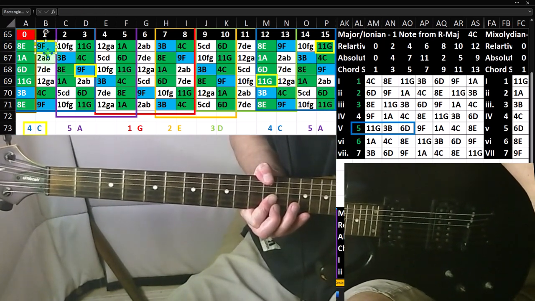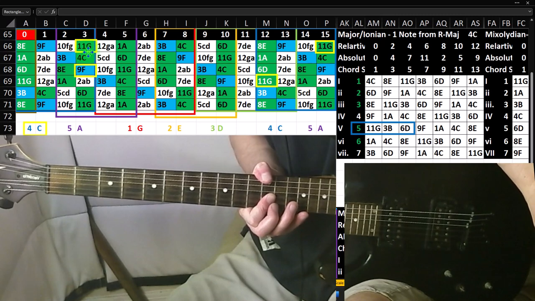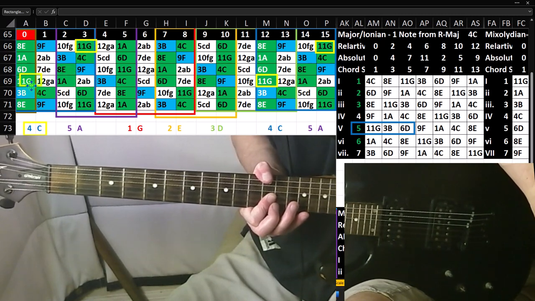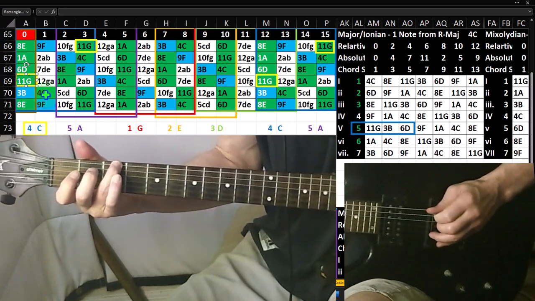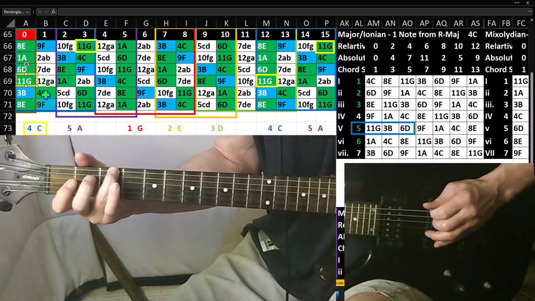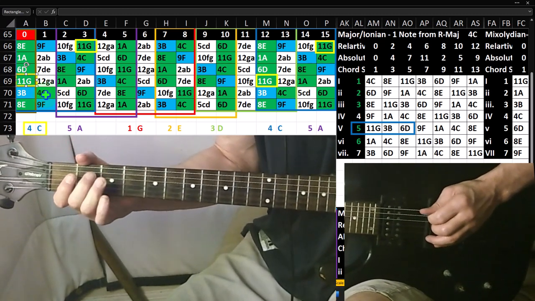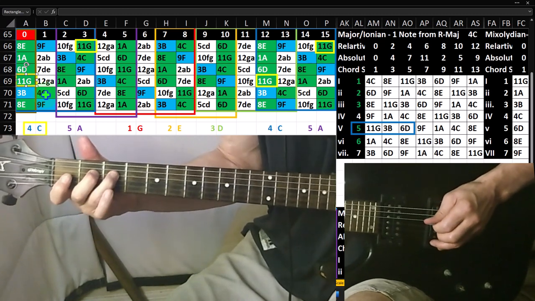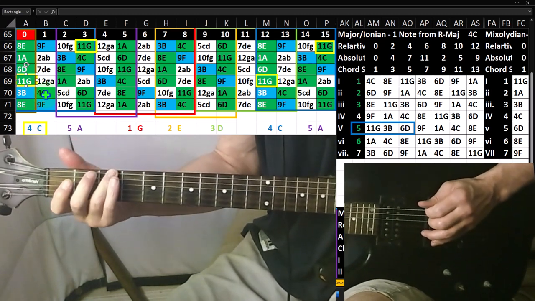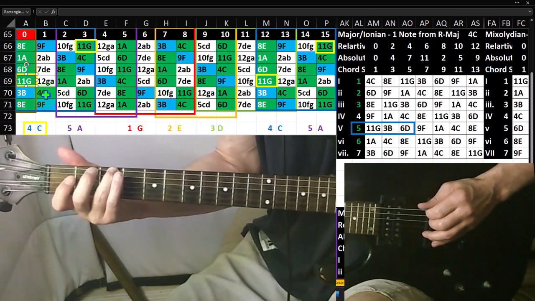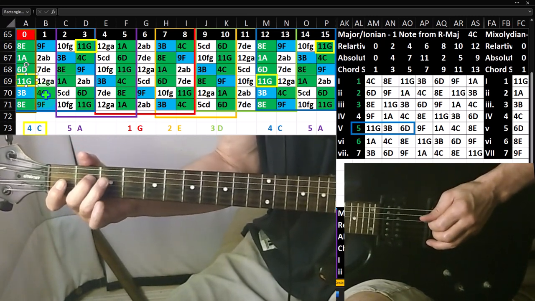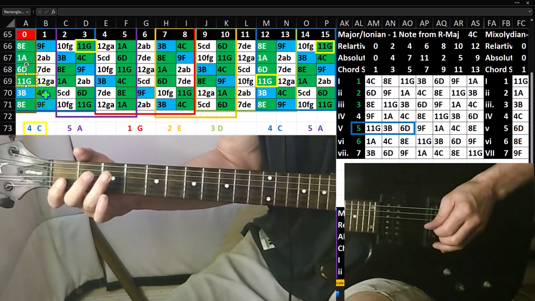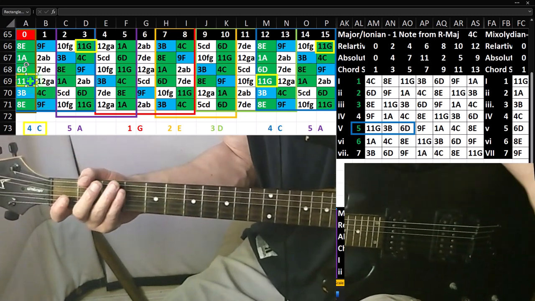If I did the same thing in open position, I can then see how that fits in the open position. So I could say, okay, here's my G. So if I make that the 1, 1, 2, 3, 4, 5, 6, 7, 8. If I keep it at the fifth, I'd go from 5 to 5, 5, 6, 7, 8, or 1, 2, 3, 4, 5. That was kind of ugly, but you get the idea.